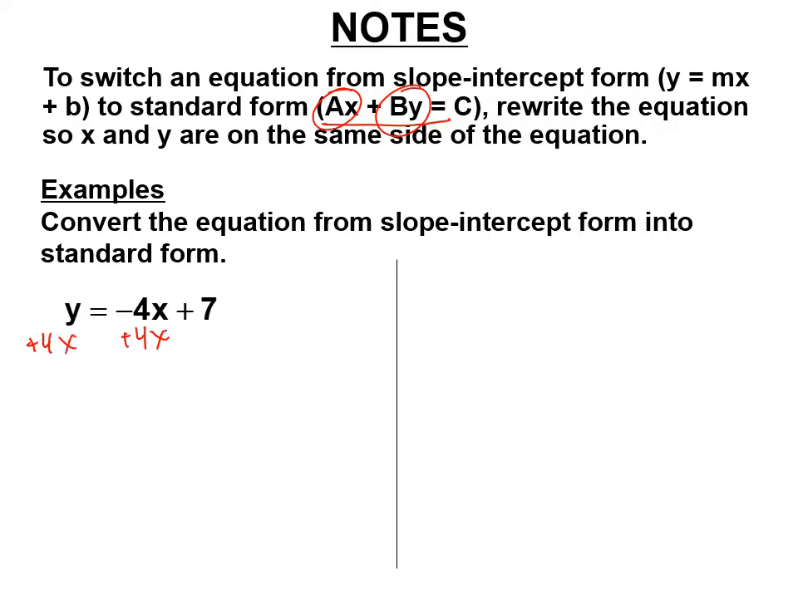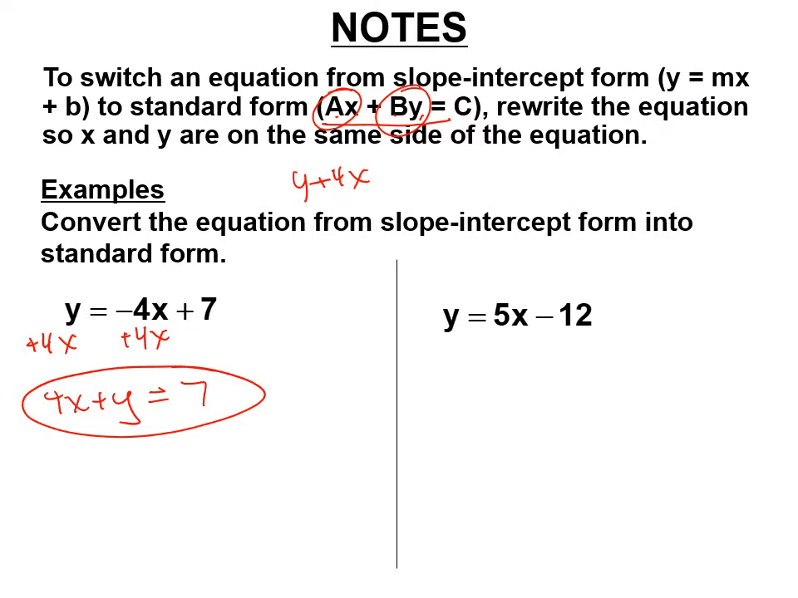And again, remember we want ax plus by. So we're not going to write y plus 4x. We're going to write 4x plus y. Commutative property says that you can add things in any order. And so 4x plus y equals 7. And that's in standard form. That one was easy enough. Let's try another one.